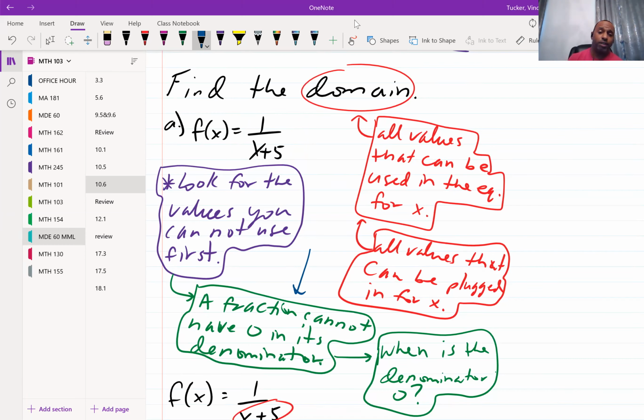So a fraction cannot have 0 in its denominator. So you want to know when the denominator is 0. That's what you want to look at. So don't forget, 0 in the denominator is undefined.